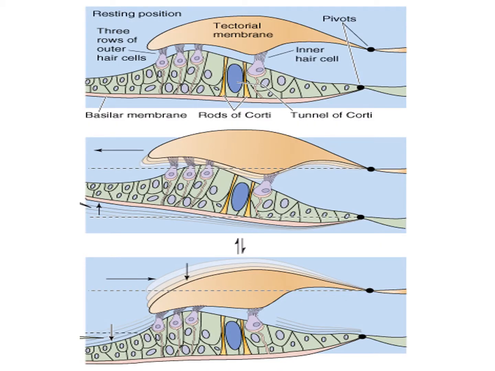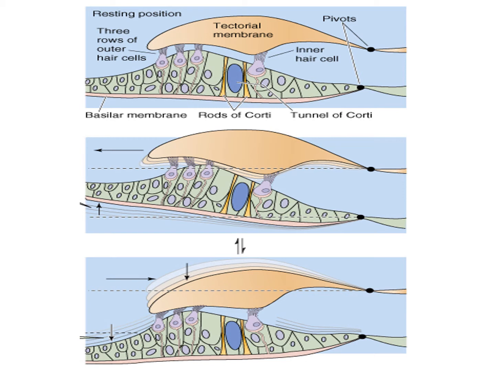If you remember this diagram from my previous class, it was slightly small in the previous class. Now I have enlarged it. You can see in the topmost picture all the parts have been labeled. The basilar membrane, on top of it the organ of Corti with all its cells, the rods, the supporting cells, the hair cells. You can see the 3 rows of outer hair cells and a single row of inner hair cells. On top of it is the tectorial membrane. This is in the resting position.